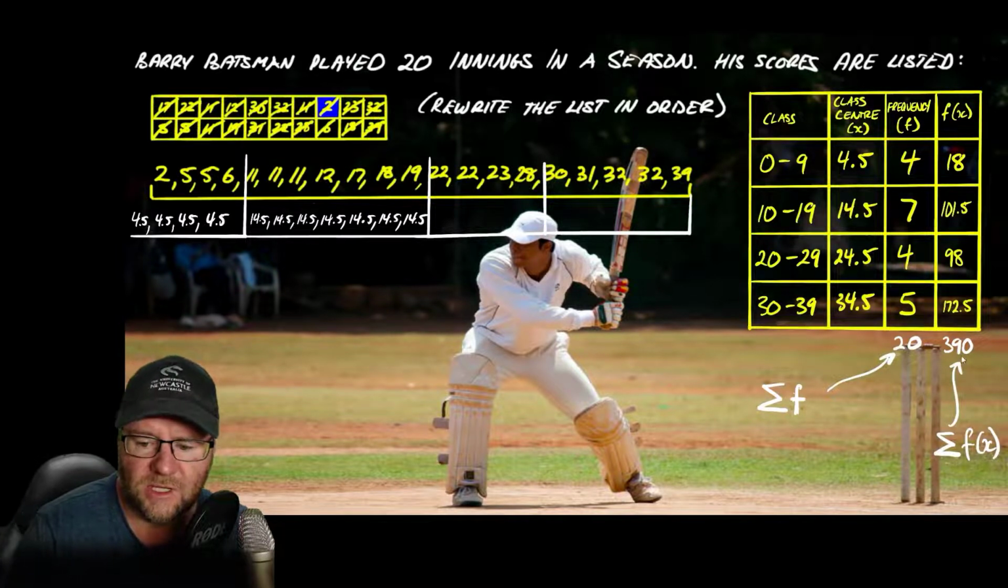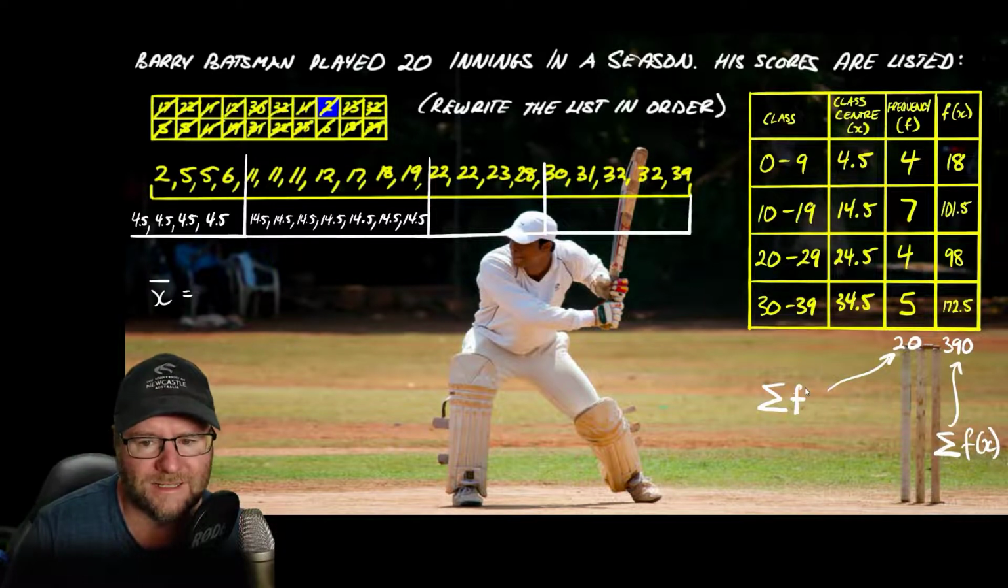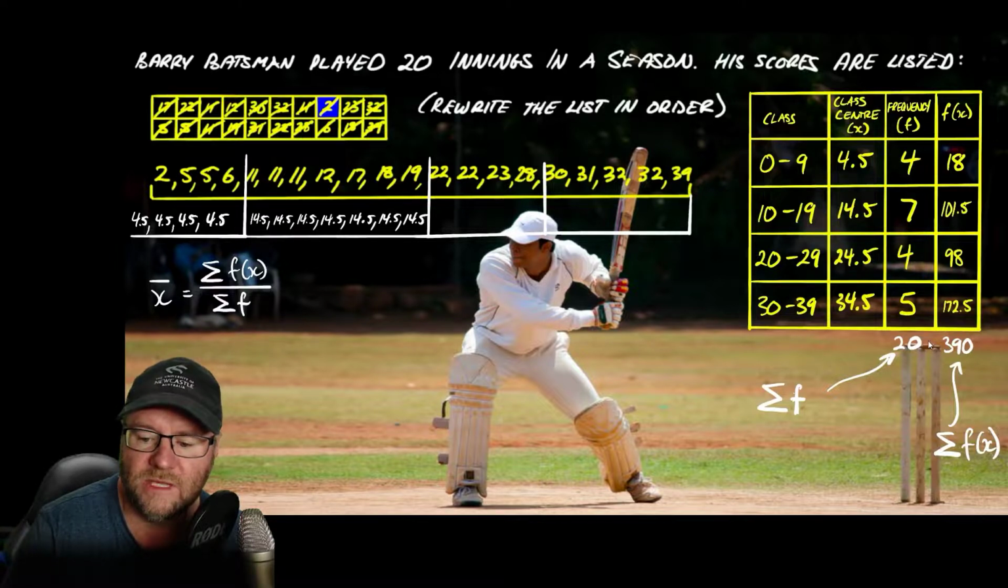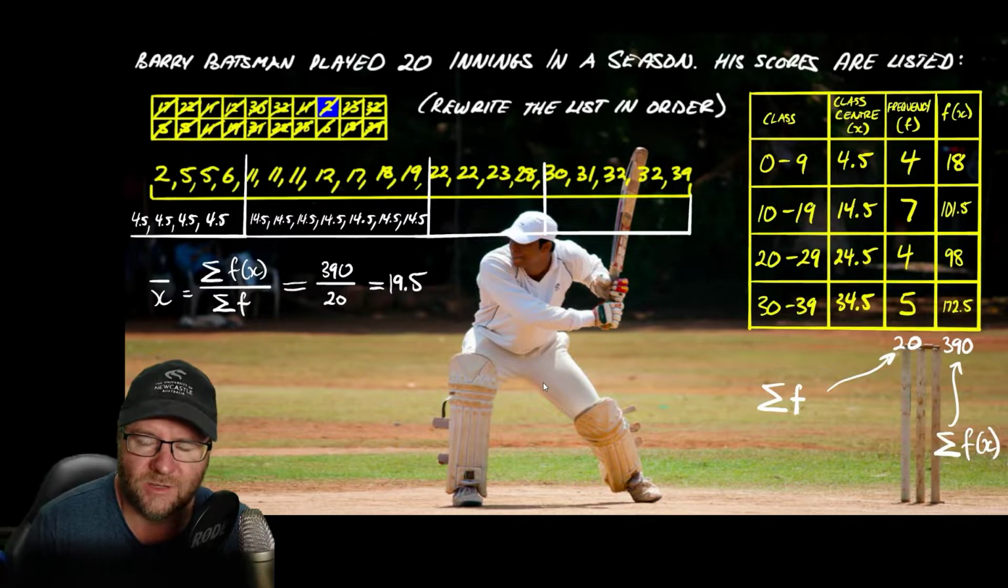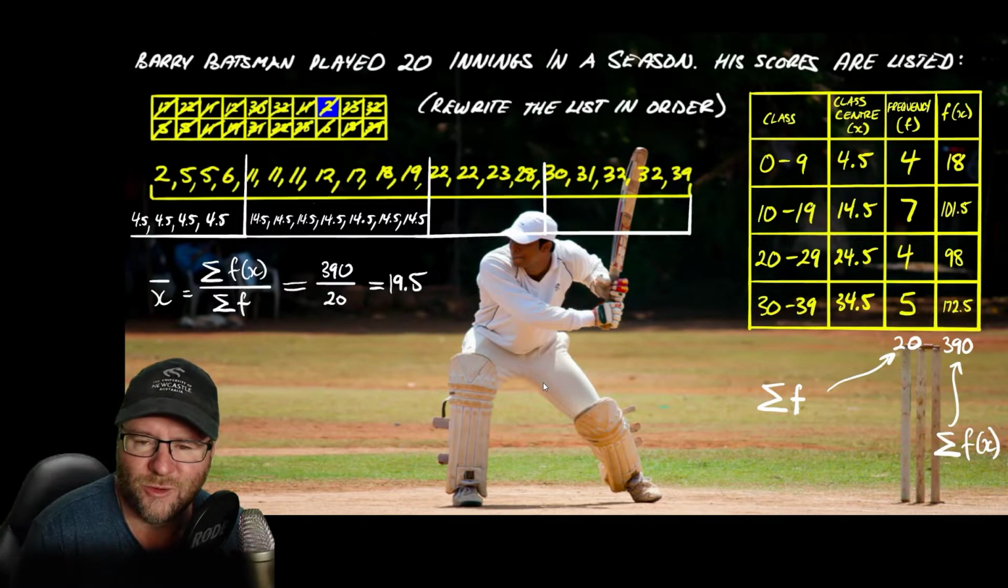The reason I do that is I'm going to use these two numbers because to work out the average for grouped data, we do the sum of the fx column over the sum of the f column. In other words, I add up all of these and divide them by all of these. In this case, 390 divided by 20 gets me 19.5. So that is how we do the average of grouped data.